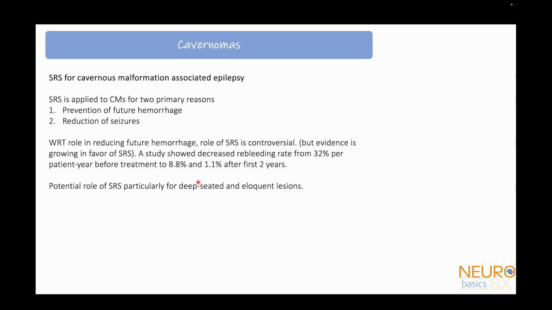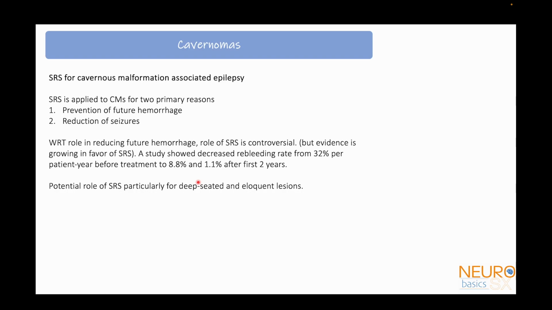SRS has been used even for vascular malformations with epilepsy, such as AVMs and cavernous malformations. Now, SRS is applied to cavernous malformations for two reasons. It has been considered even for preventing future hemorrhages, but also to reduce seizures. Now, with trying to prevent further hemorrhages, the role of SRS is actually controversial in cavernous malformations, but currently evidence is growing in favor of SRS.